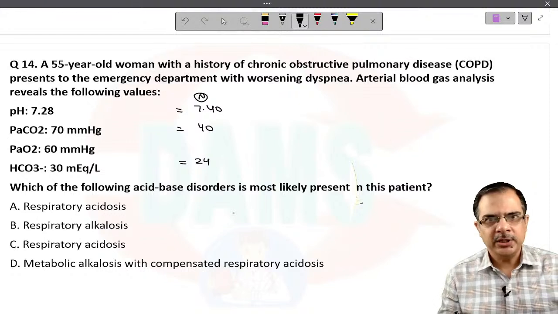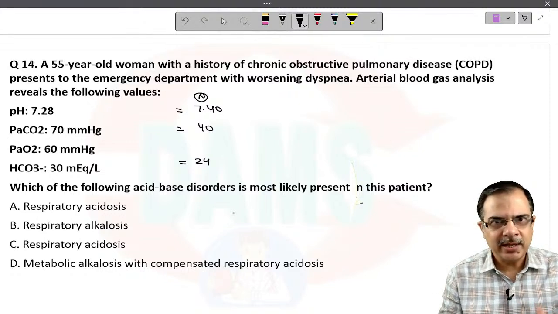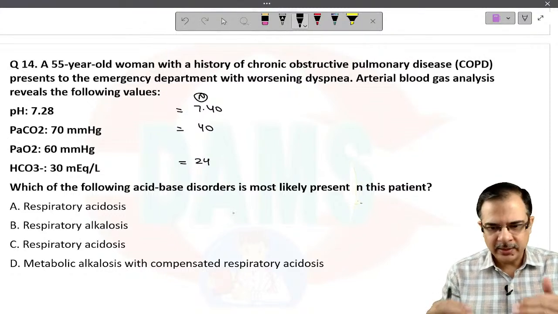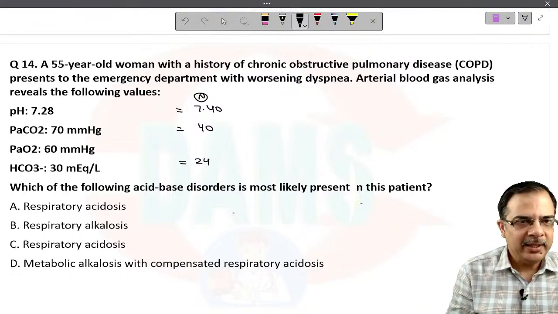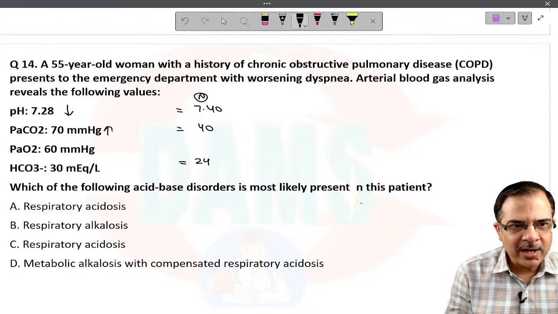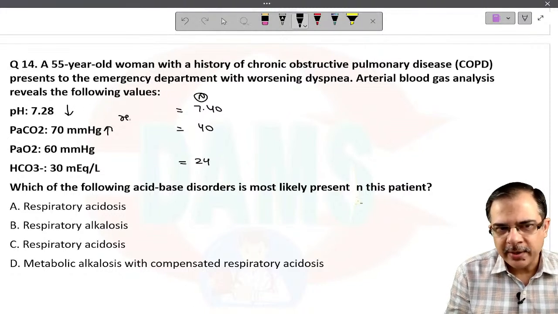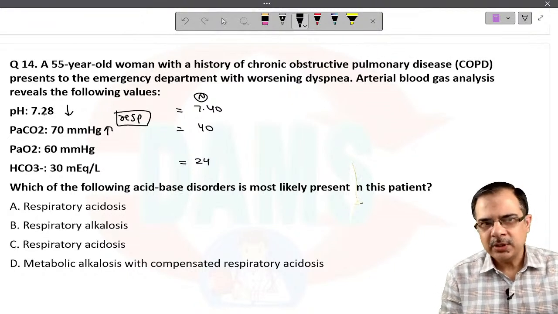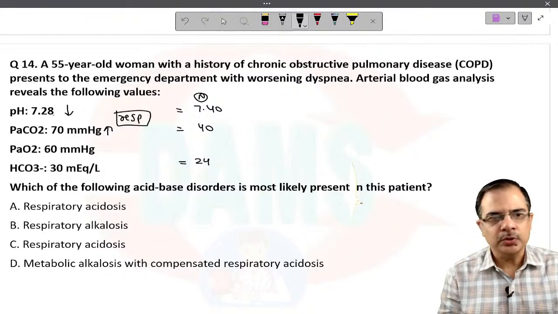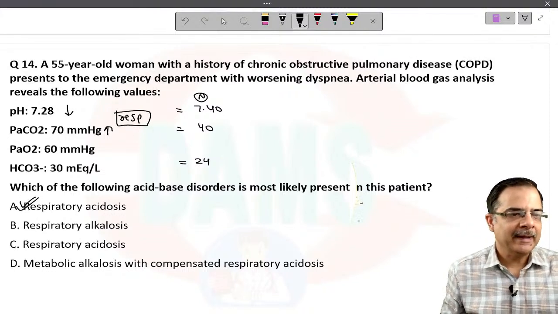If pH and CO2 are going in the same direction, it is metabolic. If they are going in opposite directions, it is respiratory. Let's see, pH is going downward, but CO2 is going upward. So this is a respiratory pathology, very simple. And based on the low pH, this is respiratory acidosis.